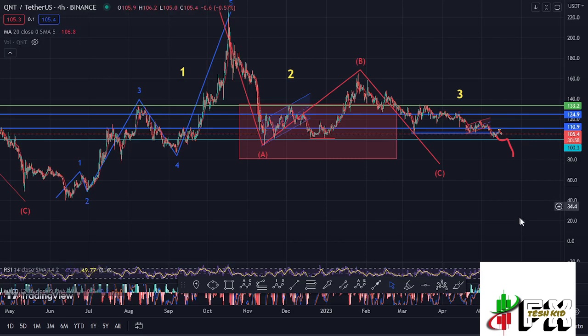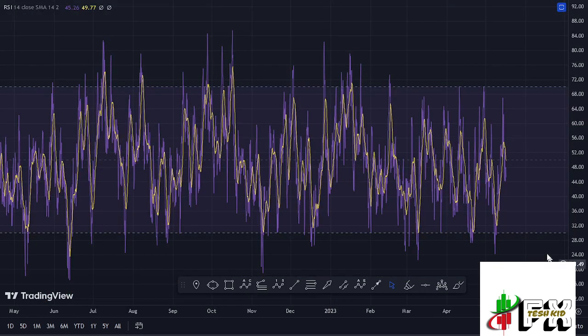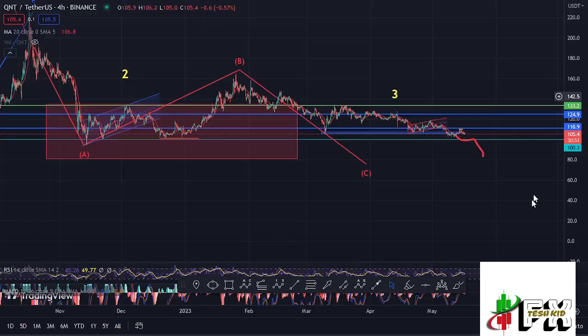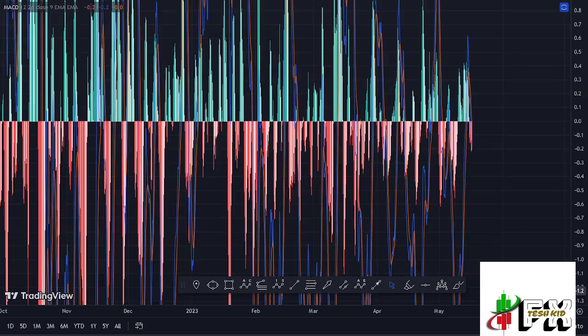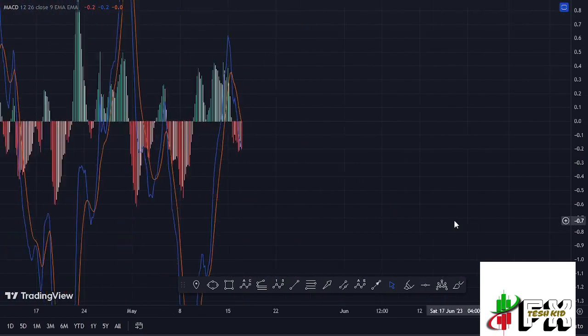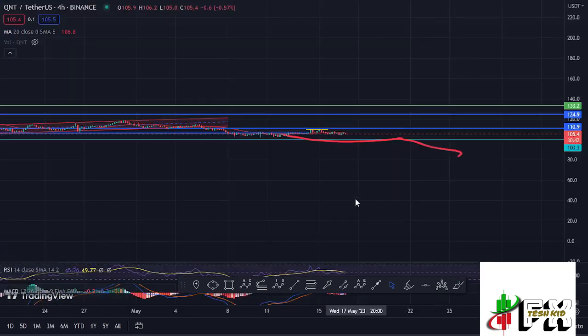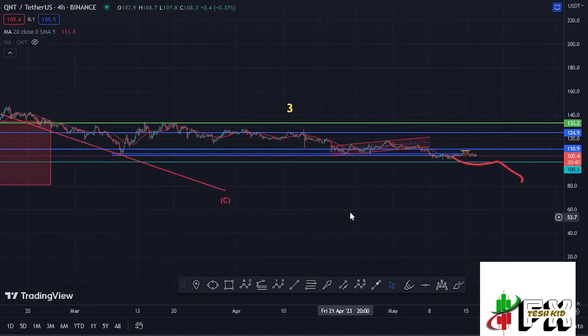So that is what I'm expecting here on the Quant chart on the short-term scenarios and also on the long-term point of view. And also taking a look at the indicators on the RSI, we are trading at around the 47 mark. Also taking a look at the MACD, we have been able to print a bearish cross, suggesting further breakdown. So let's be patient and see how that plays out, and I'll be keeping you updated.